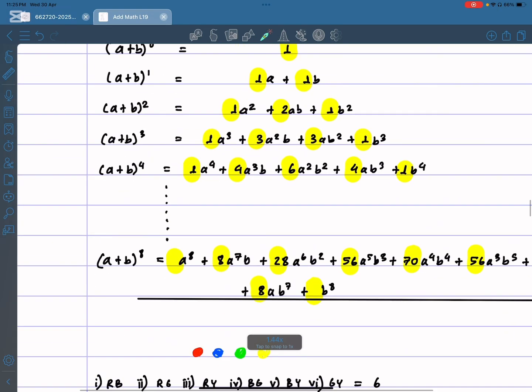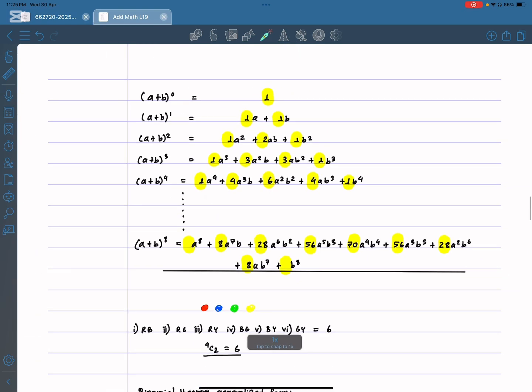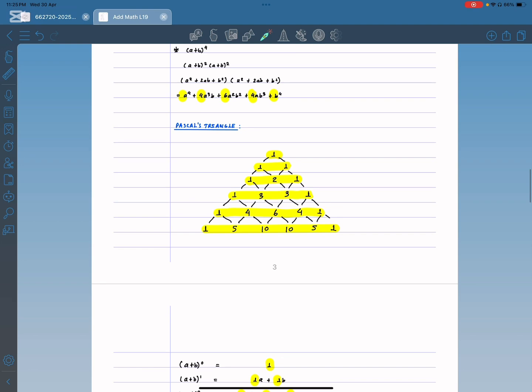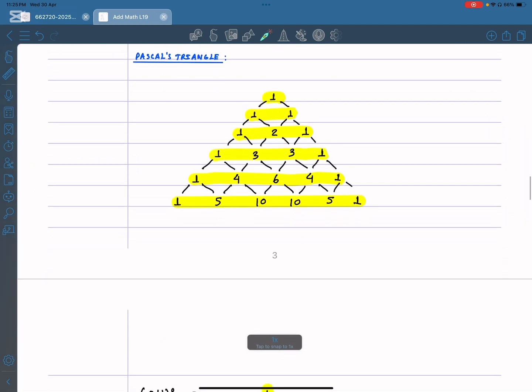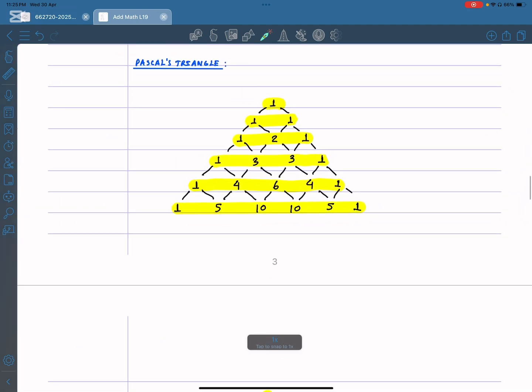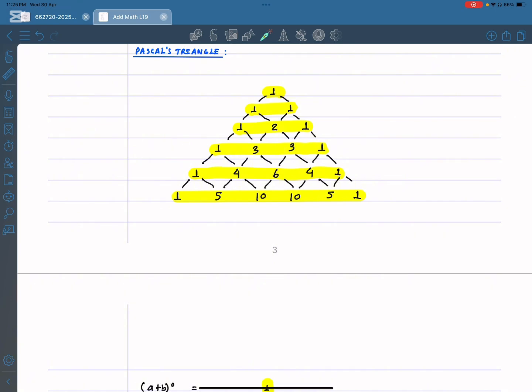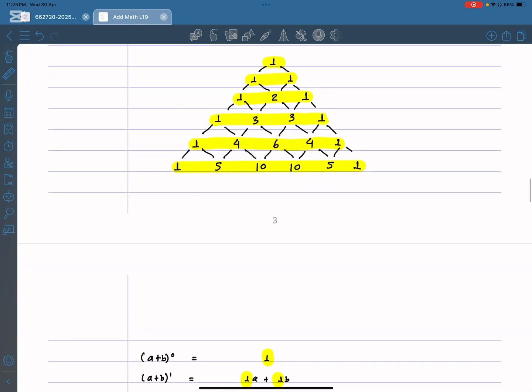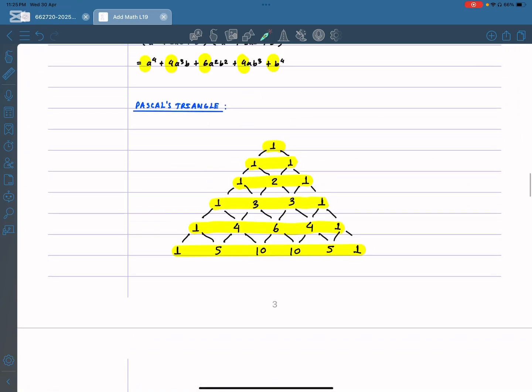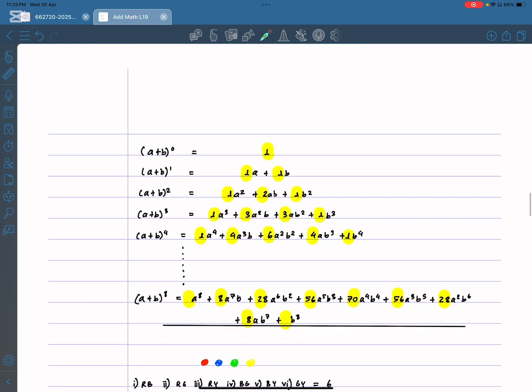If we want to expand anything (a + b)^n, we can use Pascal's triangle. But not everyone is well acquainted with Pascal's triangle, and it might take a long time to draw it out. If (a + b)^18 is given, we will have to draw 18 or 19 lines to actually get to that. So it'll be very time consuming.